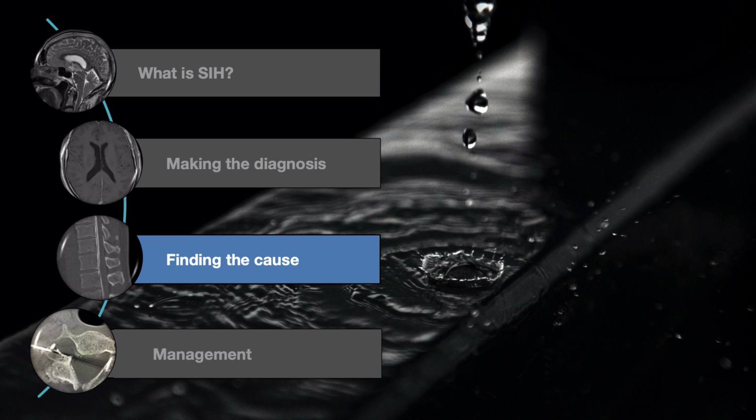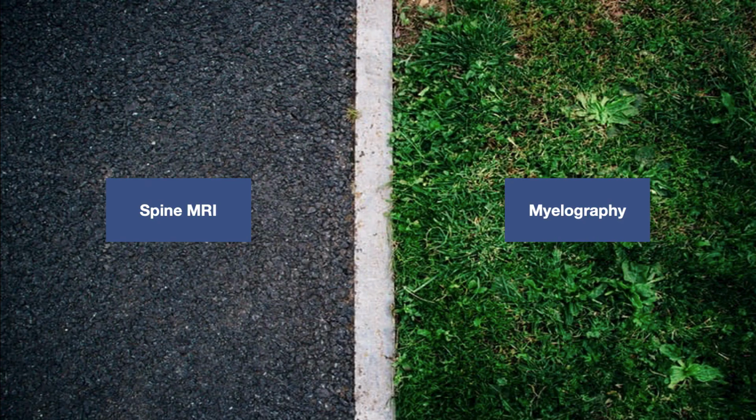Now that you've made the diagnosis of SIH, you might think about conservative or non-targeted management options, and then if those fail, you can think about finding the cause. And if we wish to localize a leak point, then we need to image the spine, and we begin with an MRI spine and then think about myelography. Let's talk about each of these complementary methods, both of which are necessary to localize leaks.